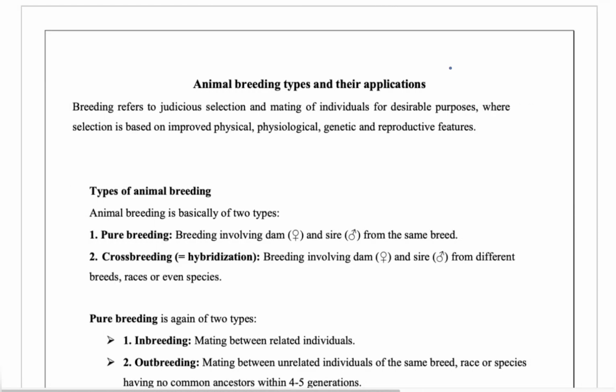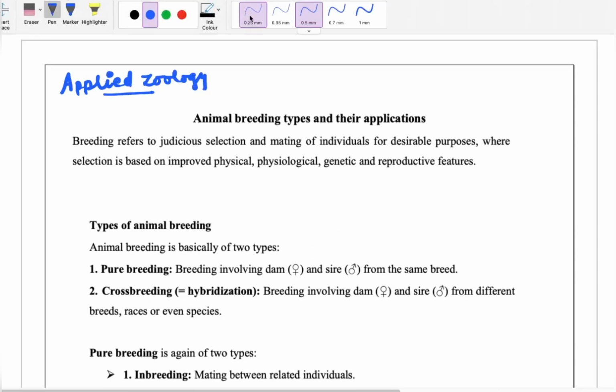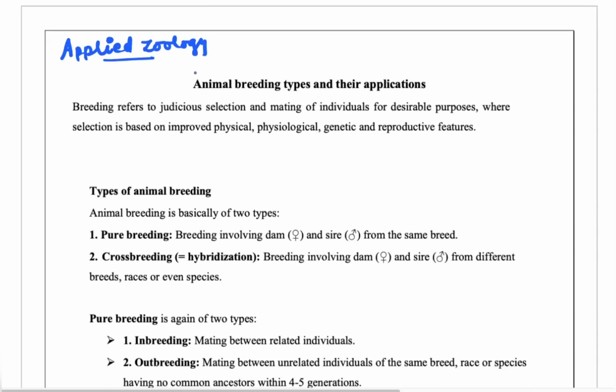In today's video lecture, we are going to start another topic of the last unit, that is applied zoology. If you are familiar with the lectures, you should know that some sections of applied zoology have already been covered. So some part is already there. We are going to start another portion today, that is the animal breeding types and their applications, right? So what is breeding precisely?